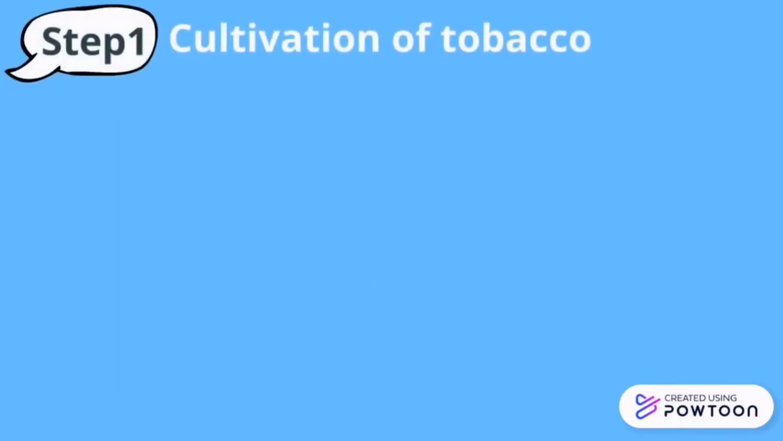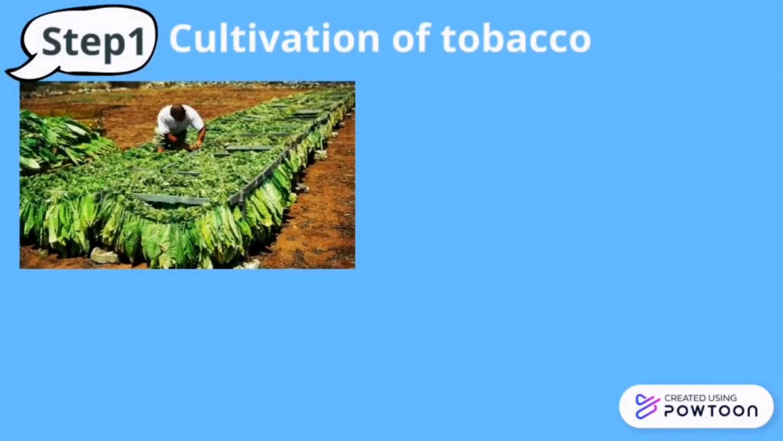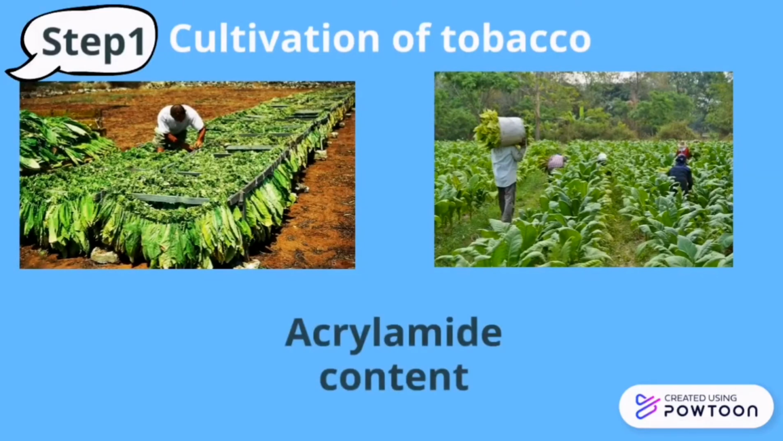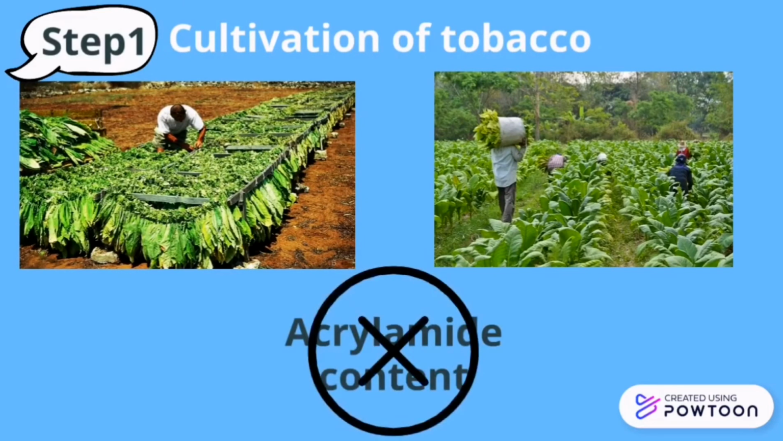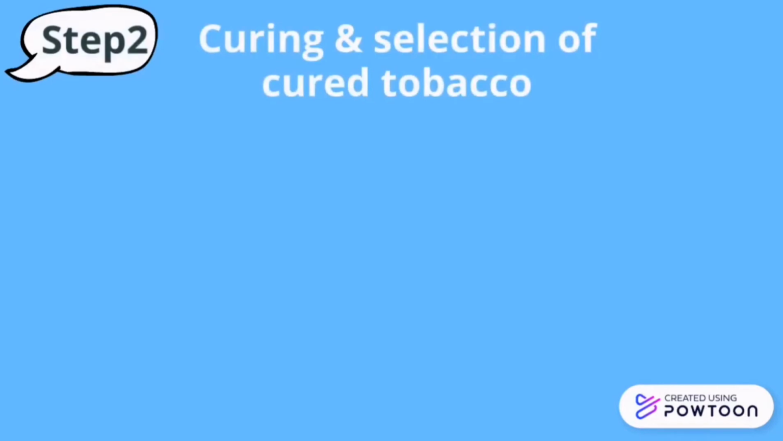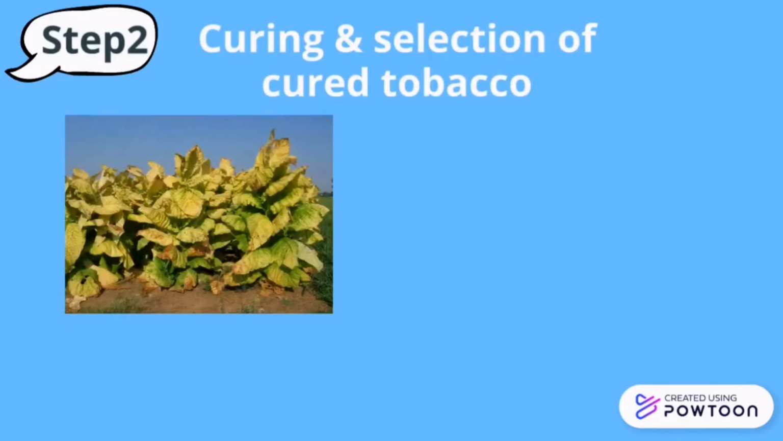In the first stage of tobacco processing, tobacco leaves are harvested. Levels of acrylamide in tobacco are not detected, as uncooked and unheated plant material contain no measurable levels of acrylamide. Proceed to cure and selection of cured tobaccos. The leaves are dried using heated air.